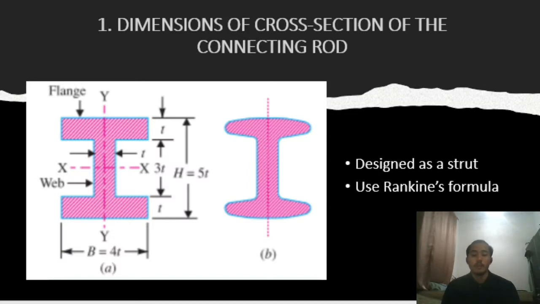Now for number 1, the dimension of the cross section of the con rod. As the picture shows, the design uses the con rod as a strut, and we can see the cross section of the con rod and also its dimensions in terms of height, thickness and base along both axes X and Y. The dimensions also use Rankine's formula for the buckling load.